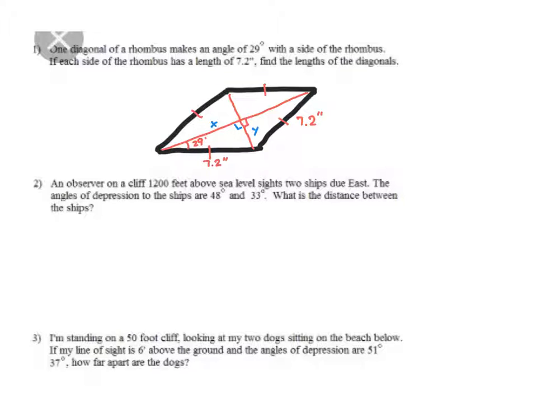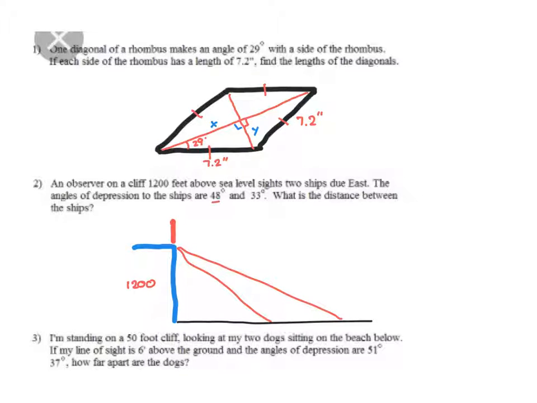Question 2. An observer on a cliff. There's the cliff. Here's the observer here. The observer on the cliff, which is 1,200 feet high, spots two ships. So this is 1,200, and spots two ships down below. Here's the sea here. Let's put the sea in black, even though it's not black. And another ship over here.